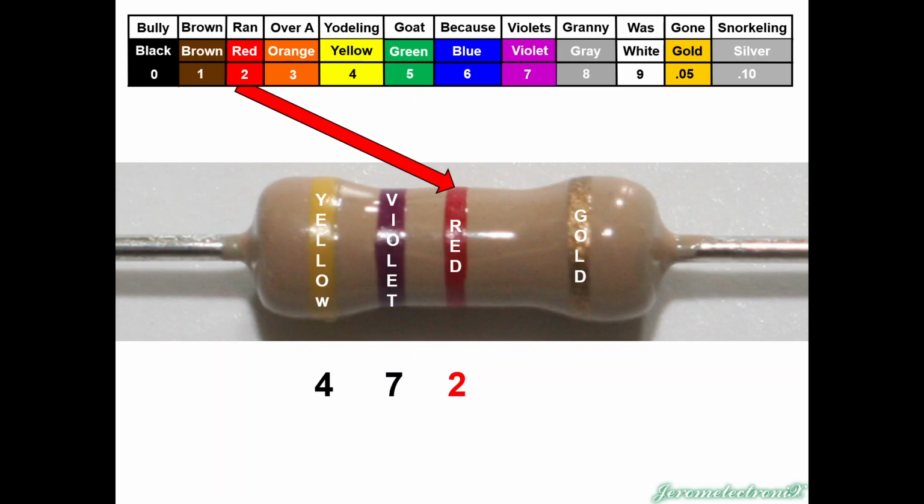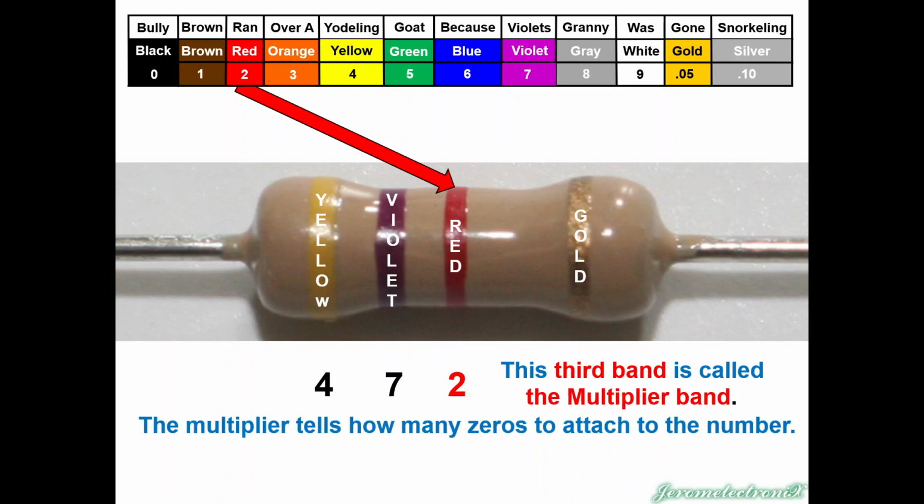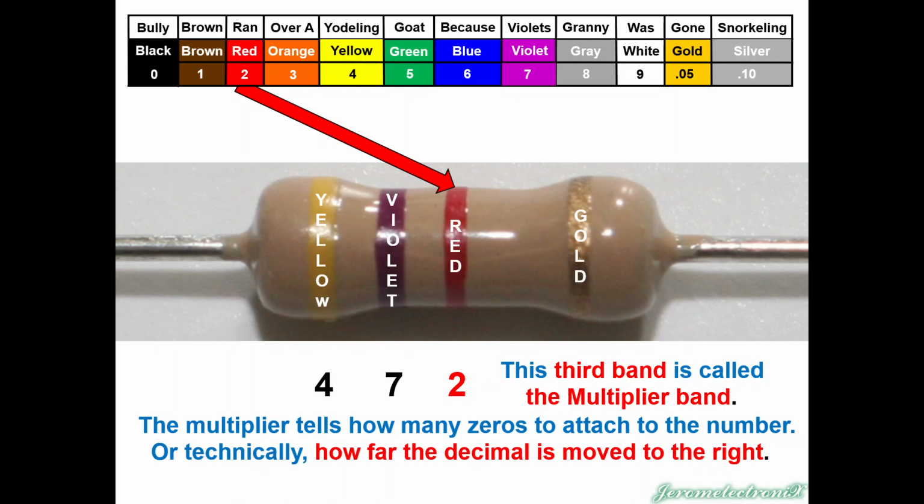That's why I've made the 2 actually red. Things are different here. This third band is called the multiplier band. And the multiplier band tells how many zeros to attach to the number, so we could just say 2 means put 2 zeros here. Or technically, the multiplier band tells us how far the decimal is moved to the right.